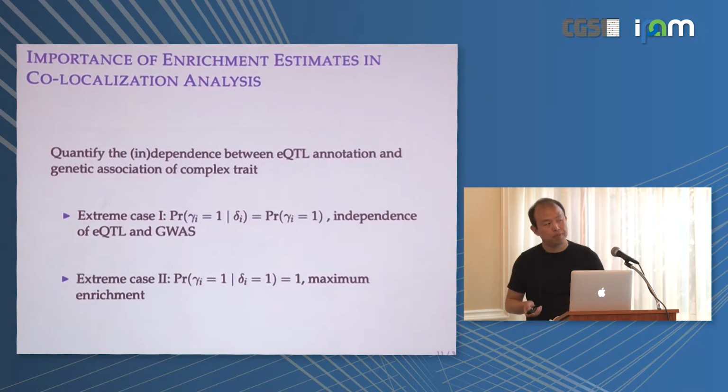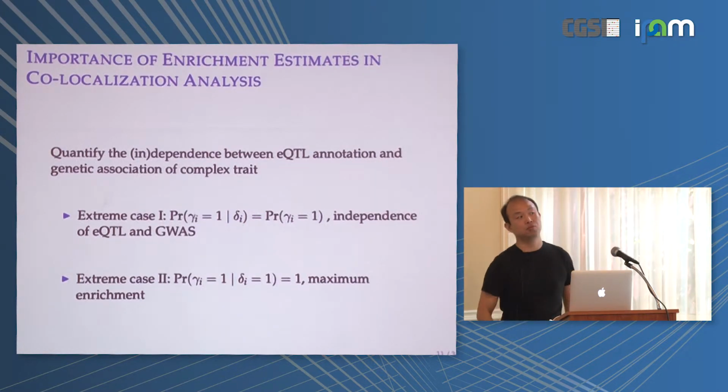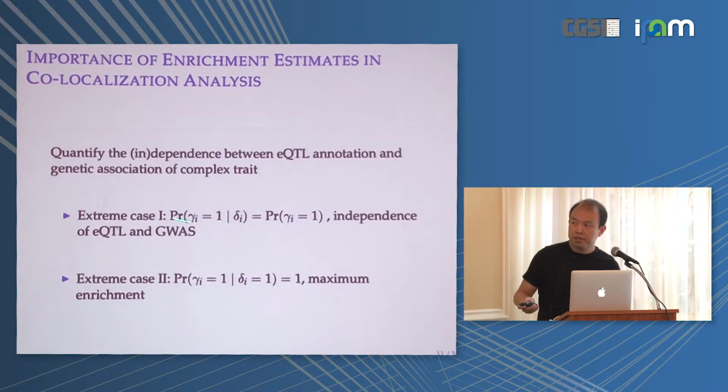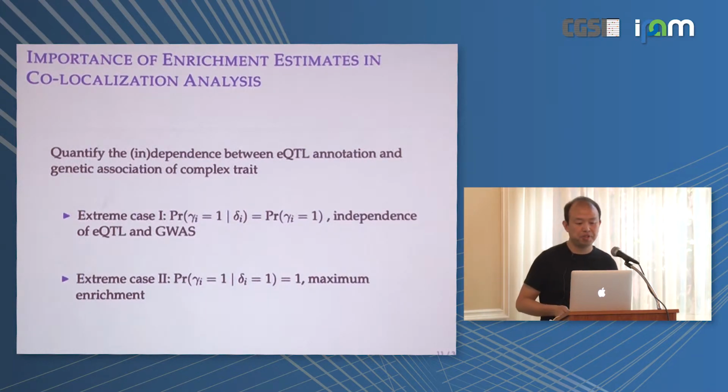There are some extreme examples that may make a lot of sense to you. If you treat the quantities delta i and gamma i as random variables and they're independent, then you have this kind of equation in mind, right? Given delta, the status has nothing to do with a particular SNP being a causal GWAS hit. The same thing here.